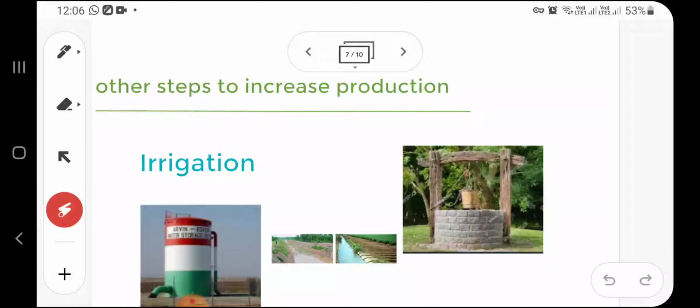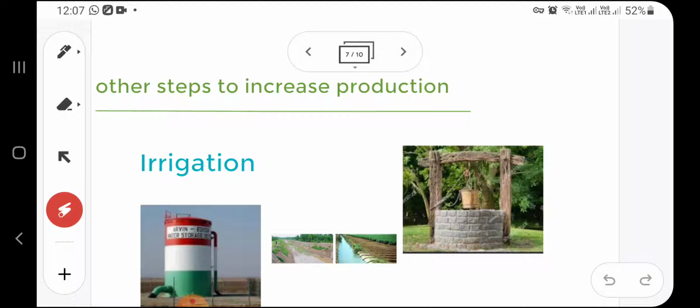What steps did they take, apart from using iron tools, to increase crop production? One thing is irrigation facilities. They constructed tanks, wells, and canals. First of all, you should know the meaning of irrigation. Irrigation means supply of water to land or crops for the growth of plants. Supplying water to land is called irrigation. Simple.